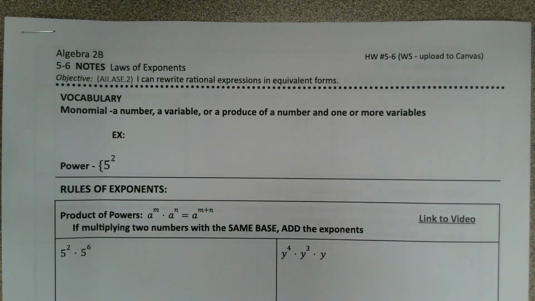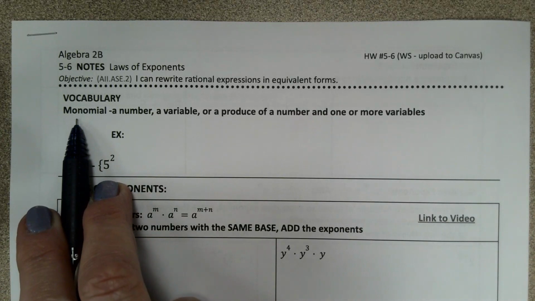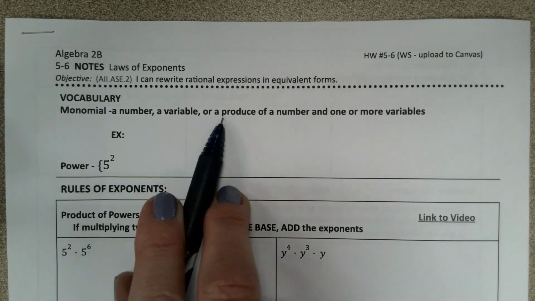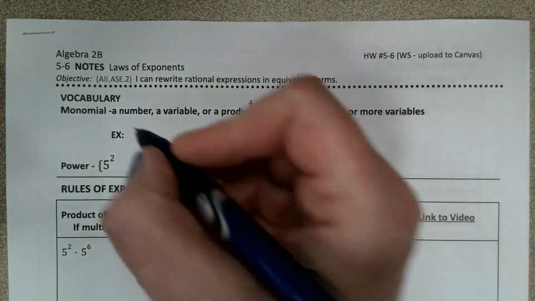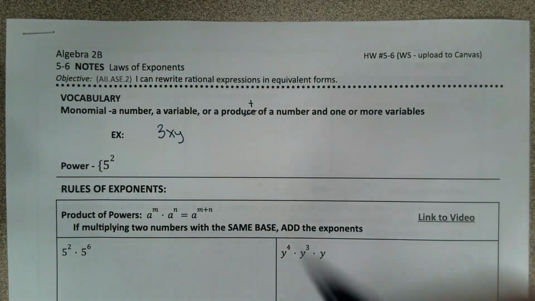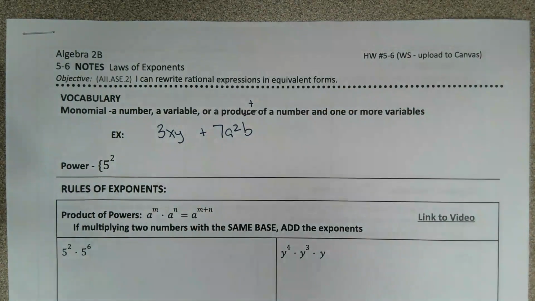Hey, Algebra 2. Today we're going to learn how to simplify using our laws of exponents. Most of these are going to be monomials. A monomial is either a number, a variable, or the product. Oh, that's fun. That's supposed to be the product. Such as 3xy, that is a monomial. 7a squared b is also one.